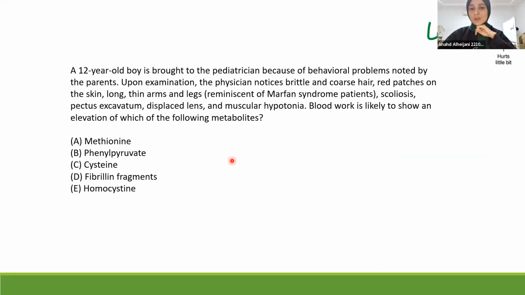A 12-year-old boy is brought to the pediatrician because of behavior problems noted by the parents. Brittle and coarse hair, red patches on the skin, long, thin arms and legs like Marfan syndrome patients, scoliosis, displaced lens, muscular hypotonia. There's an elevation in which one of those? We have two E's. Okay, good job. So what is the defect here?